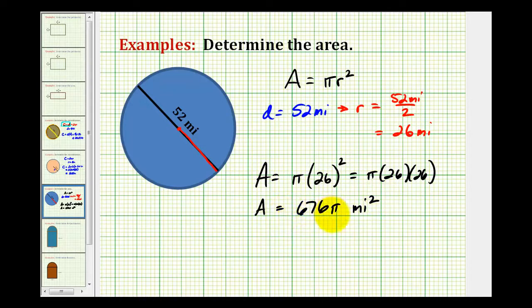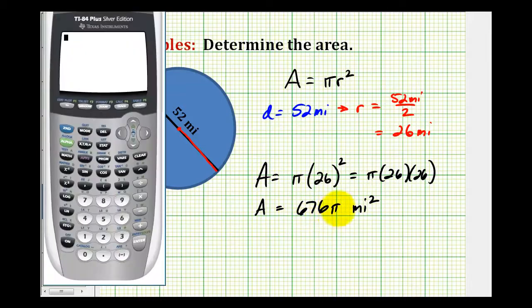And then we can approximate this by using our calculator. And if you don't have a pi key on your calculator, often 3.14 is used to approximate pi. I'm going to go ahead and use the pi key on the calculator by pressing second and then the caret here, which is the exponent key. Notice how the pi appears. Press enter. So it's approximately 2,123.72 square miles.